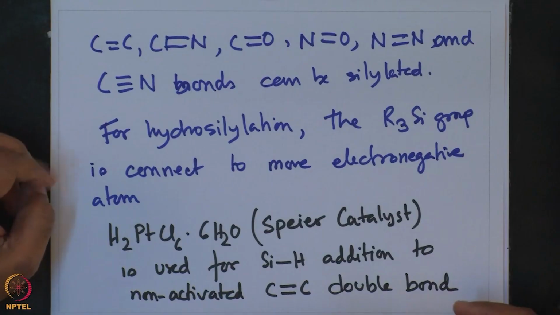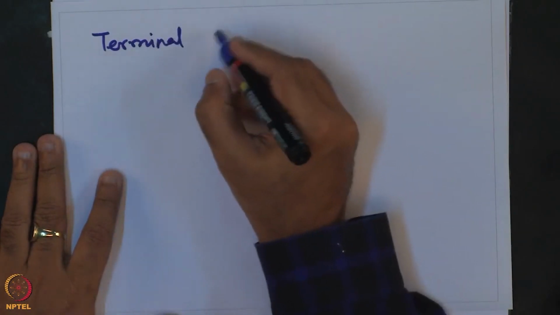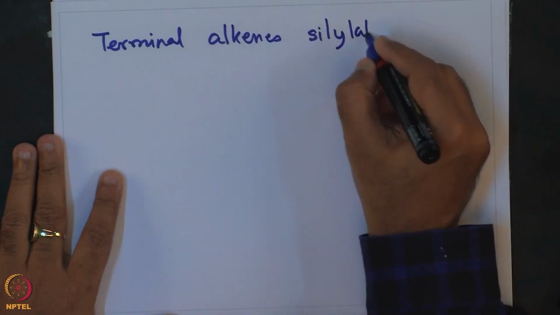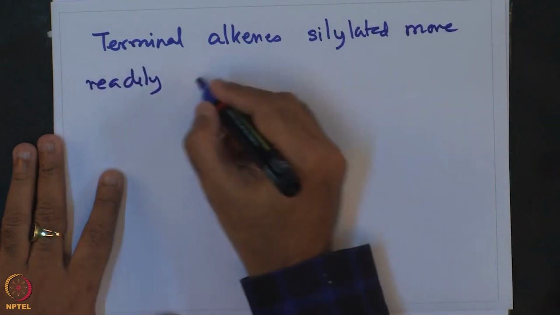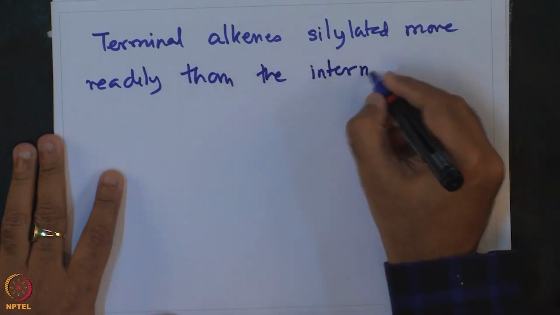In terms of the olefinic addition, there is another interesting observation: terminal alkenes are silylated more readily than the internal alkenes.